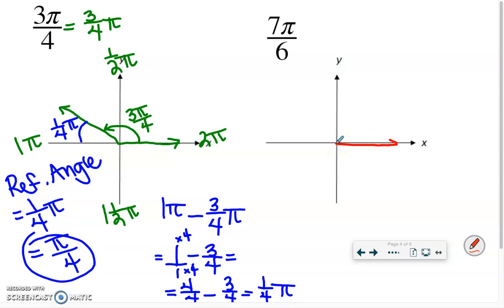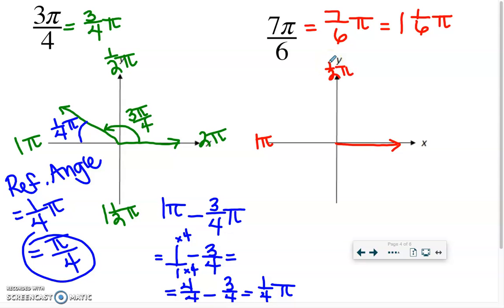Okay, 7 pi over 6. So I'm going to do this one like I did last time, and that is split the fraction up away from the pi. And then I'm going to do one more step on this example, because 7 over 6 is an improper fraction. And so if I write it as a mixed number, it would be 1 1/6. And 1 1/6 pi is going to be right past the 1 pi mark. So just a little bit past, like here.